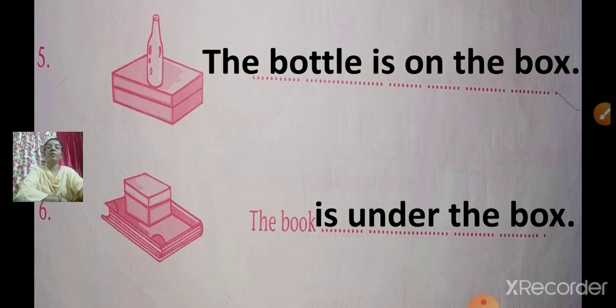Okay. Number 5. The bottle is on the box. Number 6. The book is under the box.